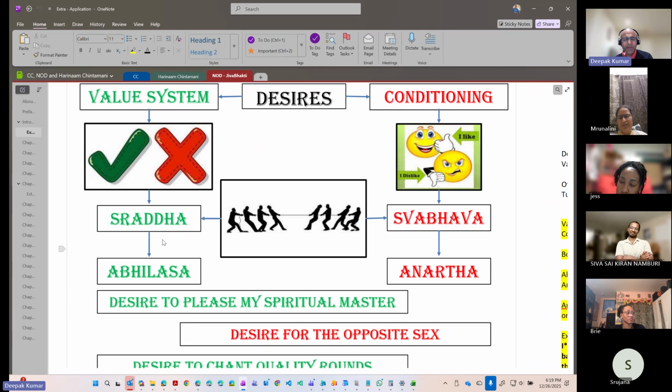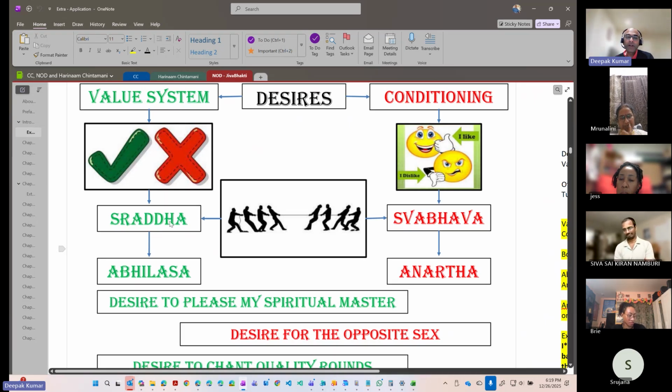Because we say the proof is in the pudding. Because we are born here, we have those qualities. Some will have more, some will have less, some will have this particular thing more, some will have this particular thing less. But we all have the variety. So that's called anarthas, bad quality. Everybody is with me? Anybody who needs further explanation?